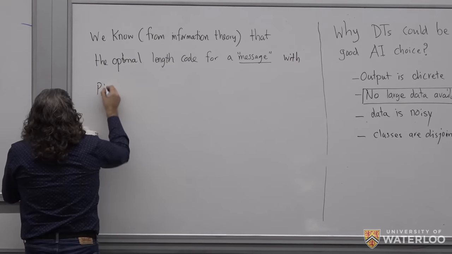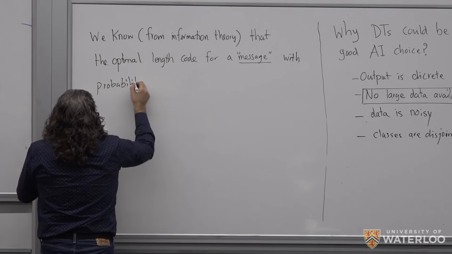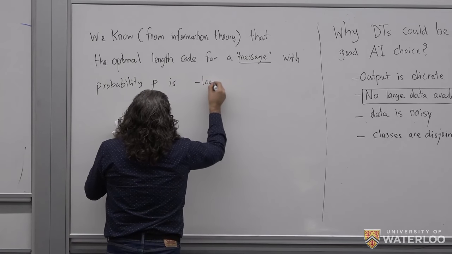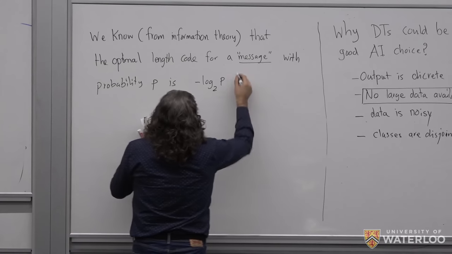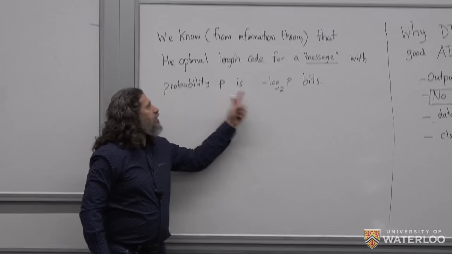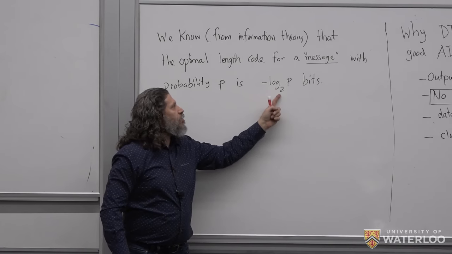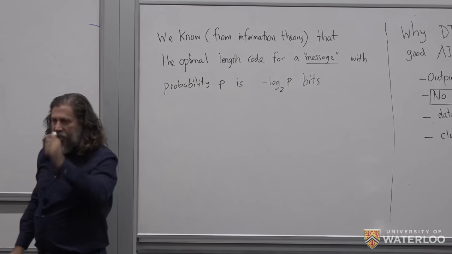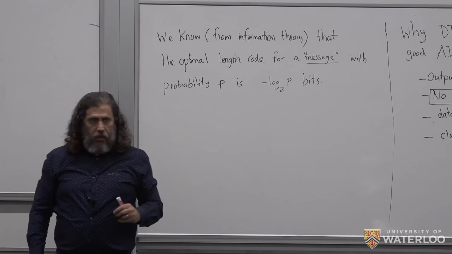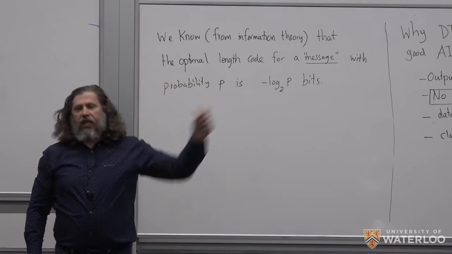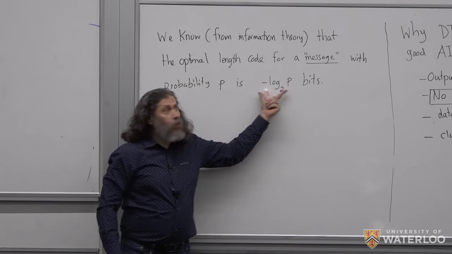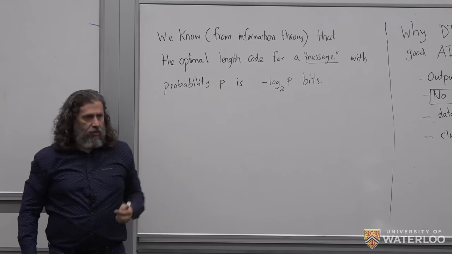Message with probability P is, of course, minus log of P in base 2 bits. So the optimal length code for a message with probability P is minus log of P in base 2 bits. So you need that many bits. You need that many bits to optimally encode a message. Just take that as the fundamental statement of the information theory. You need that many bits to encode a message that has probability P.